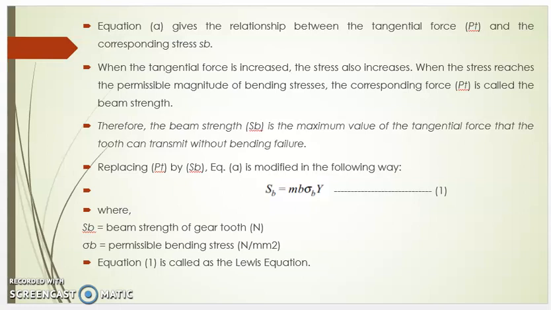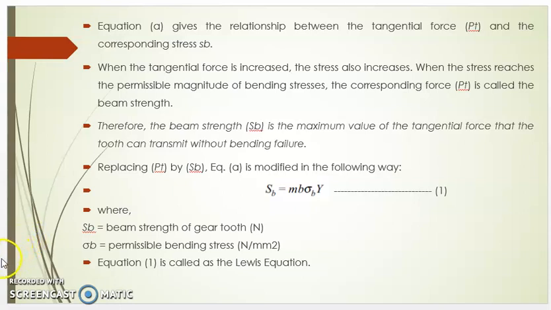Equation A gives the relationship between the tangential force PT and the corresponding stress sigma B. When the tangential force is increased, the stress also increases. When the stress reaches the permissible magnitude of bending stresses, the corresponding force PT is called the beam strength. Therefore, the beam strength SB is the maximum value of the tangential force the tooth can transmit without bending failure. Replacing PT by SB, equation A is modified as SB is equal to MB sigma B into Y, equation 1, where SB is the beam strength of gear tooth in Newton, sigma B is the permissible bending stress in Newton per mm square.